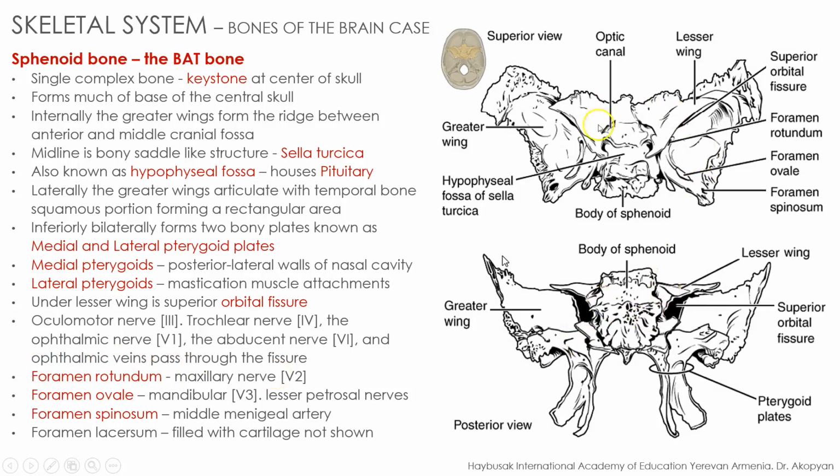The sphenoid bone also has the foramen rotundum, which serves as a passageway for the second branch of the trigeminal nerve, the maxillary nerve; the foramen ovale, which serves as a passageway for the third, mandibular branch, and the lesser petrosal nerves; and the foramen spinosum. Foramen spinosum serves as the passageway for the middle meningeal artery. There's also a foramen lacerum, not shown in the image, which is actually filled with cartilage in life.